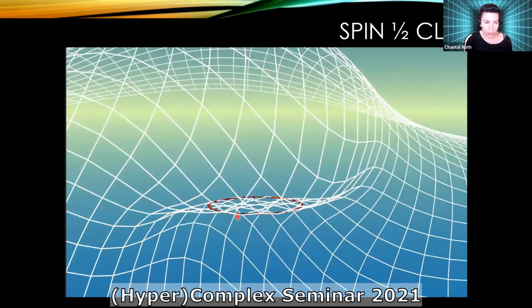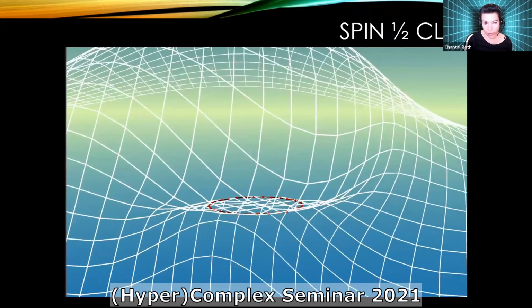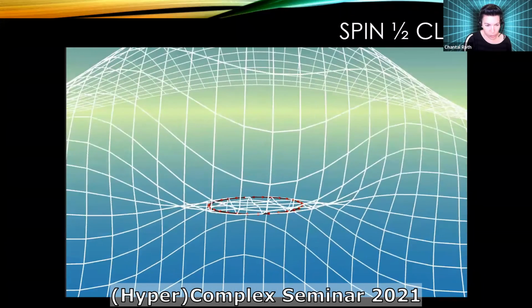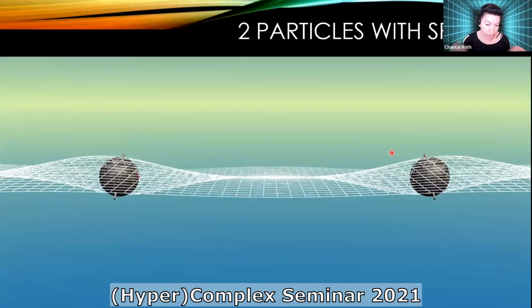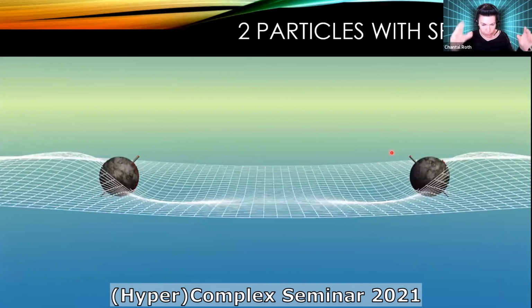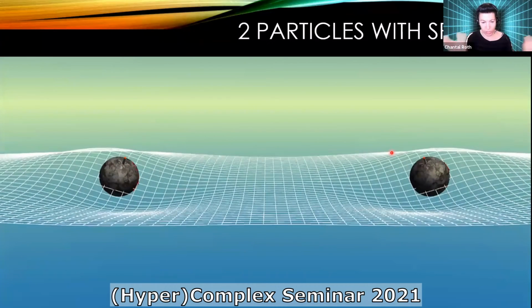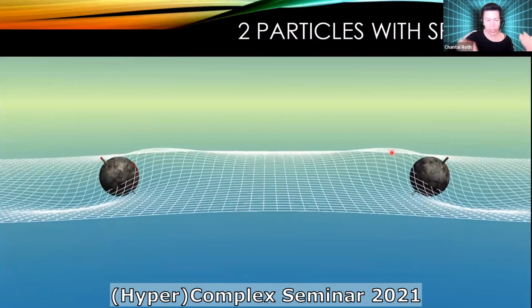We can also do this with 2, actually. Now what's interesting about this one is, again, the sphere is only for visualization purposes. There is no sphere, okay? This is just to help you see. You notice that the spin is opposite. So one is spin up, the other one is spin down.